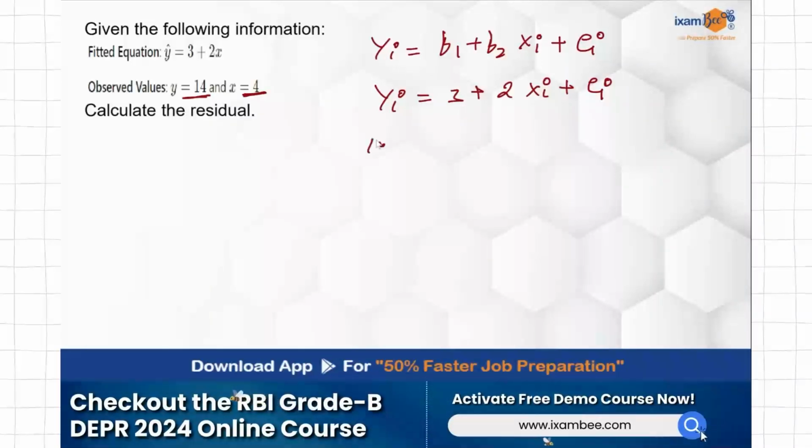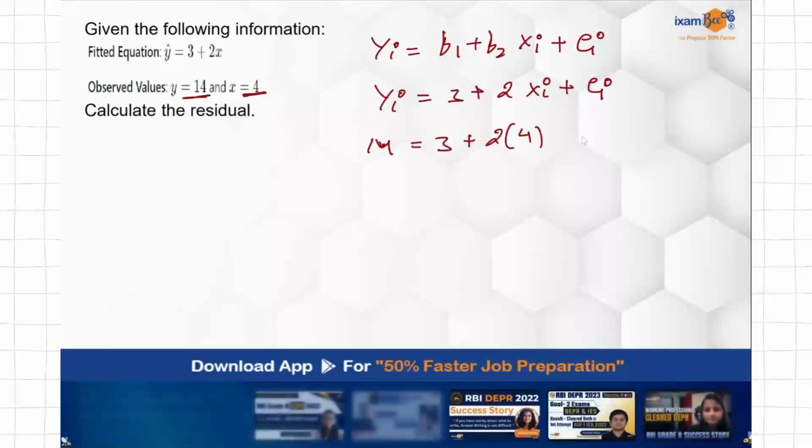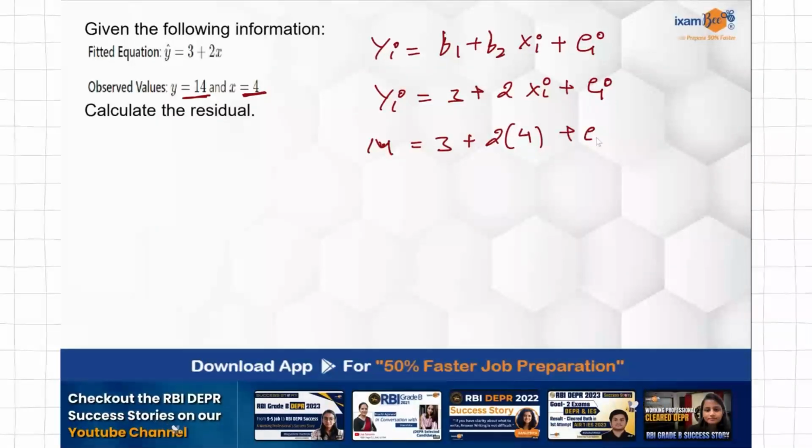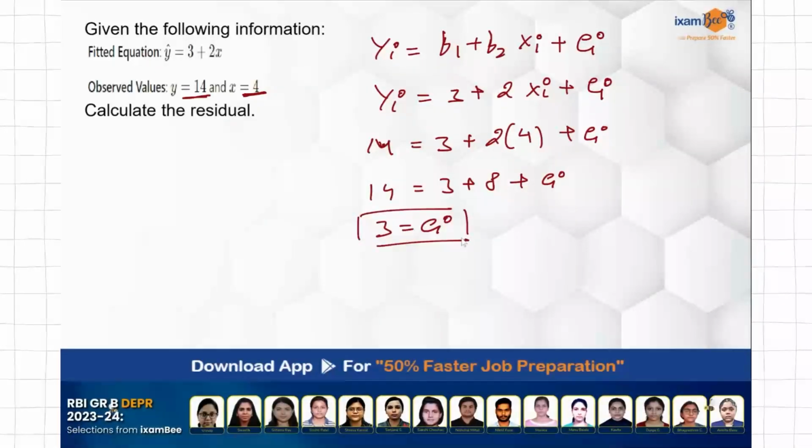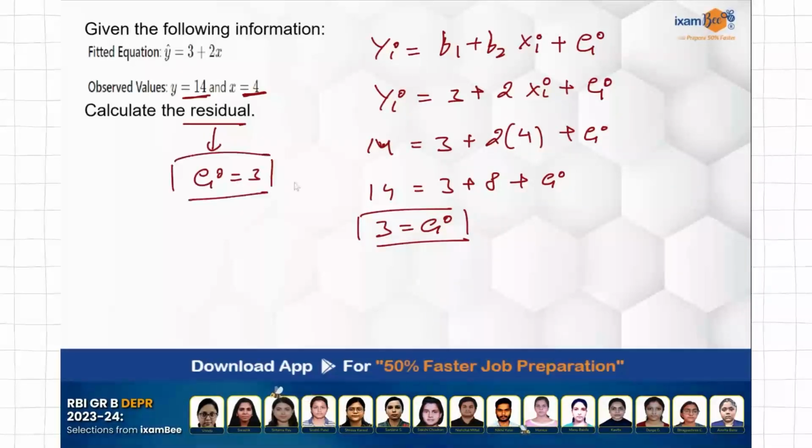So 14 is equal to 3 plus 2 into 4 plus ei. So 14 is equal to 3 plus 8 plus ei. Therefore, ei is equal to 3. So the residual ei is equal to 3. Very simple question.